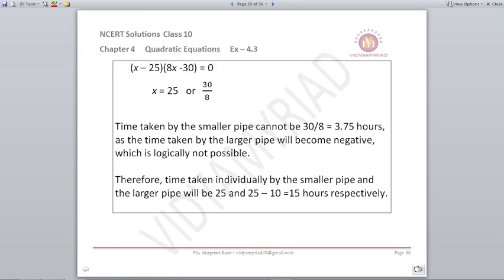When you substitute these values, you will find that when we put the value of x as 30 upon 8, then in the case of the larger pipe, the answer is coming as negative. It is not possible. So the time taken by the smaller pipe and the larger pipe will be 25 and 15 hours respectively.